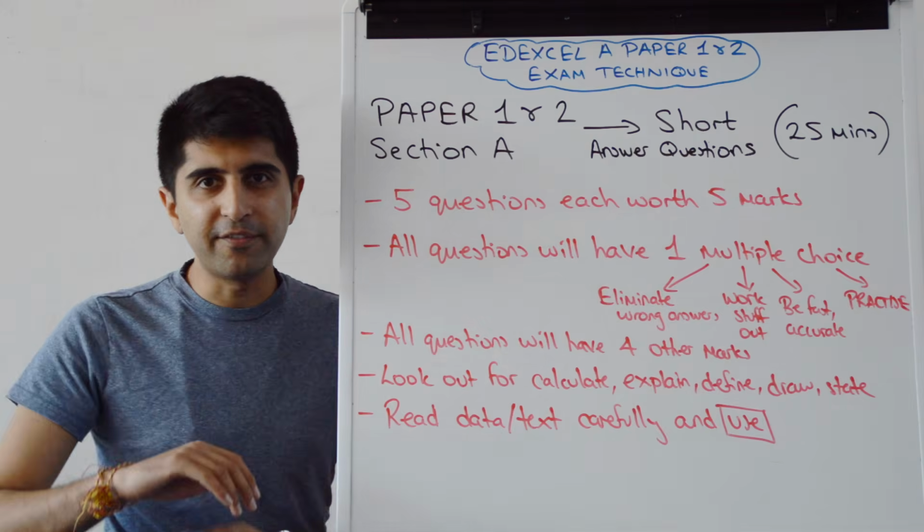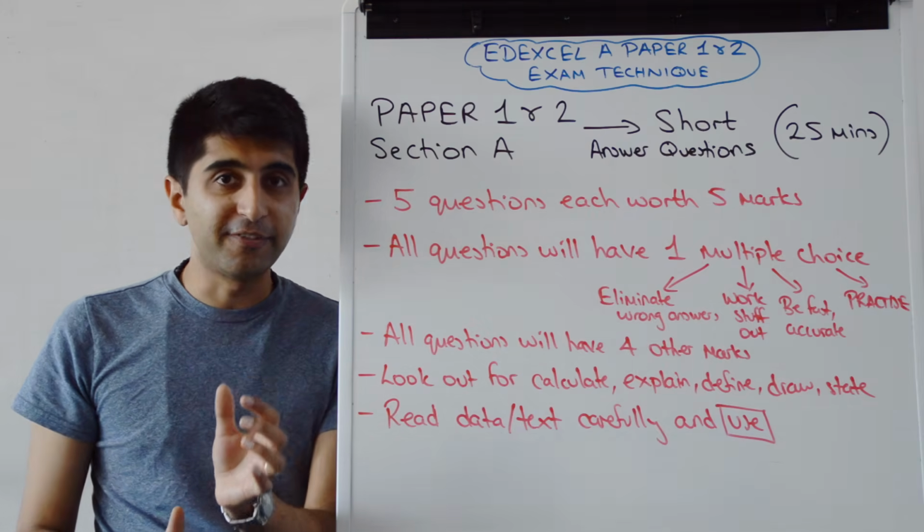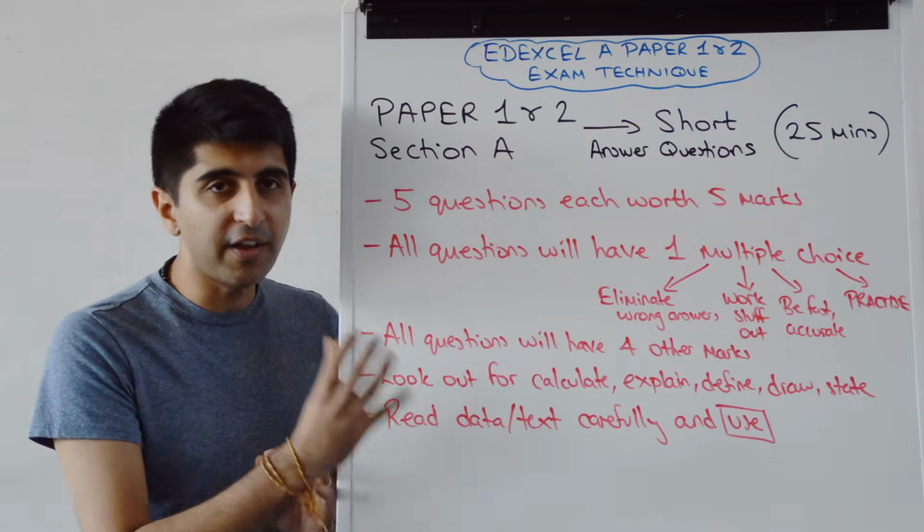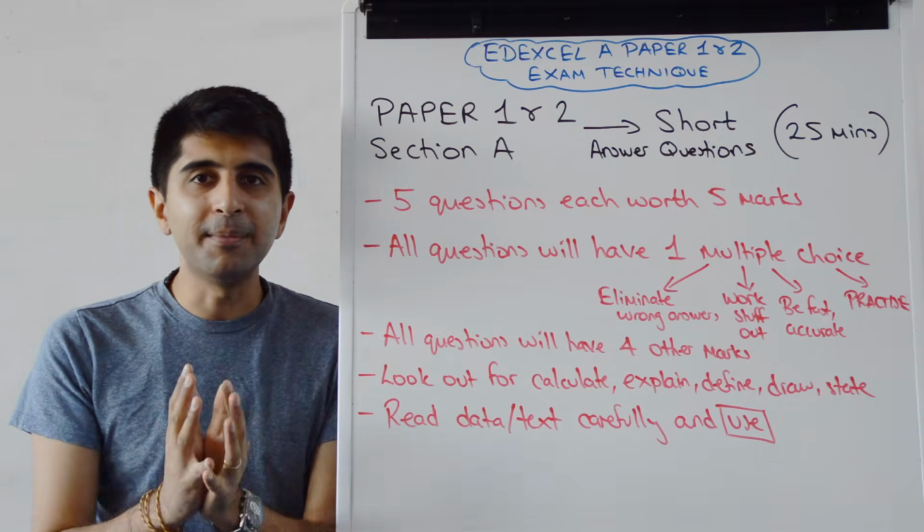So that covers section A, a very simple section. You should all be aiming for 25 out of 25. A very, very simple start to your exam paper. Easy marks for you right here.